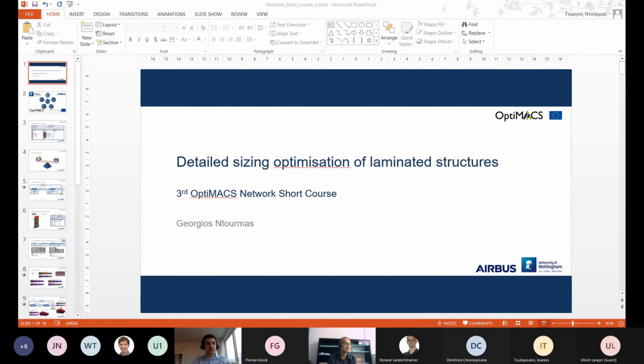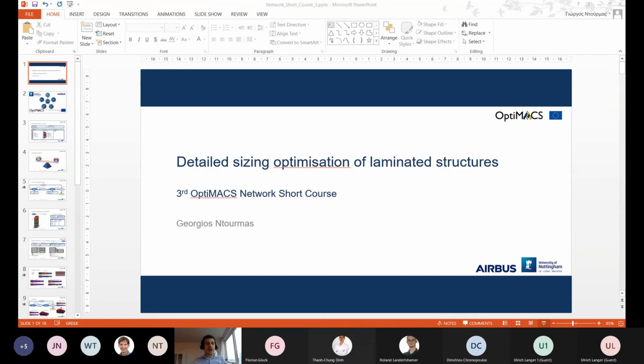Good afternoon, everyone. My name is George Ntourmas, and I'm going to present to you my work on detail sizing optimization of laminated structures. As you have all probably understood by now, I'm one of the 5 OptiMACS ESRs, early stage researchers, and my work mainly has to do with second sequence optimization. But let's take a closer look into what exactly this optimization entails.